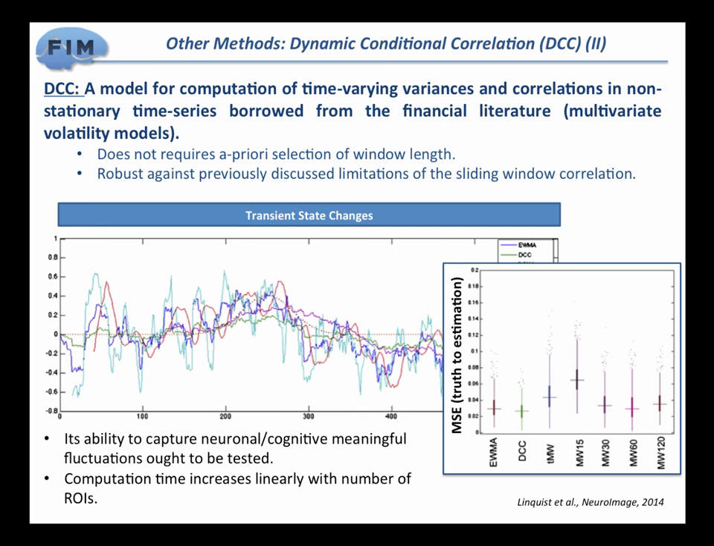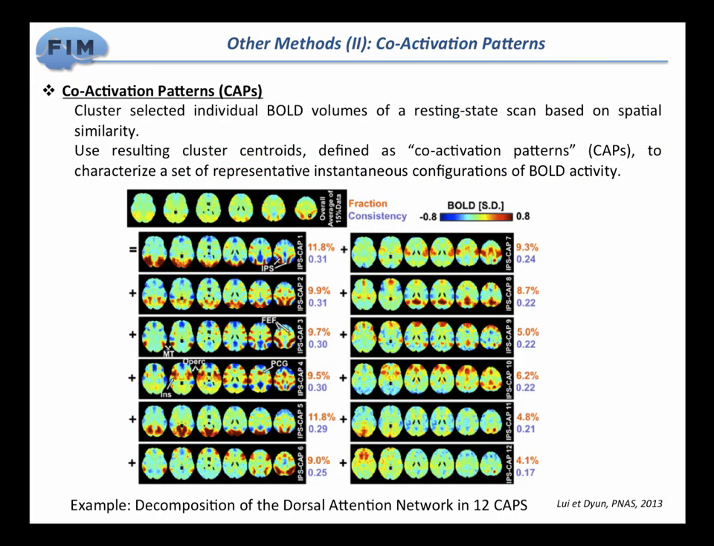hold across them. Another way in which people have decided to look at this concept of dynamic connectivity is this idea of CAPs, or coactivation patterns. Here the idea is that you basically look at every single time point independently. For every single time point, you can get a map of magnitude, and then you can take all those maps of magnitude across your time series and try to do some clustering with them.